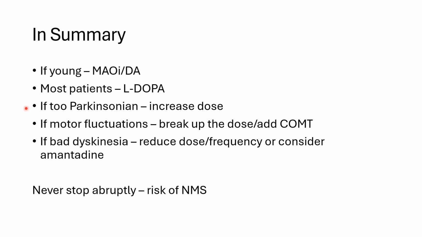So if they're young, you can sometimes use a levodopa sparing agent. Most patients will get levodopa. If you're not able to control their Parkinsonian symptoms, so their motor symptoms, then you increase the dose of levodopa. If you have motor fluctuations, so you're going up and down, you can change the dose, break up the dose, make it more frequent, or you can add a COMT inhibitor. So that's like entacapone. That can sometimes be in a combination medication with Madopar, so Stalevo. And what that does is just extend the time that levodopa works over.